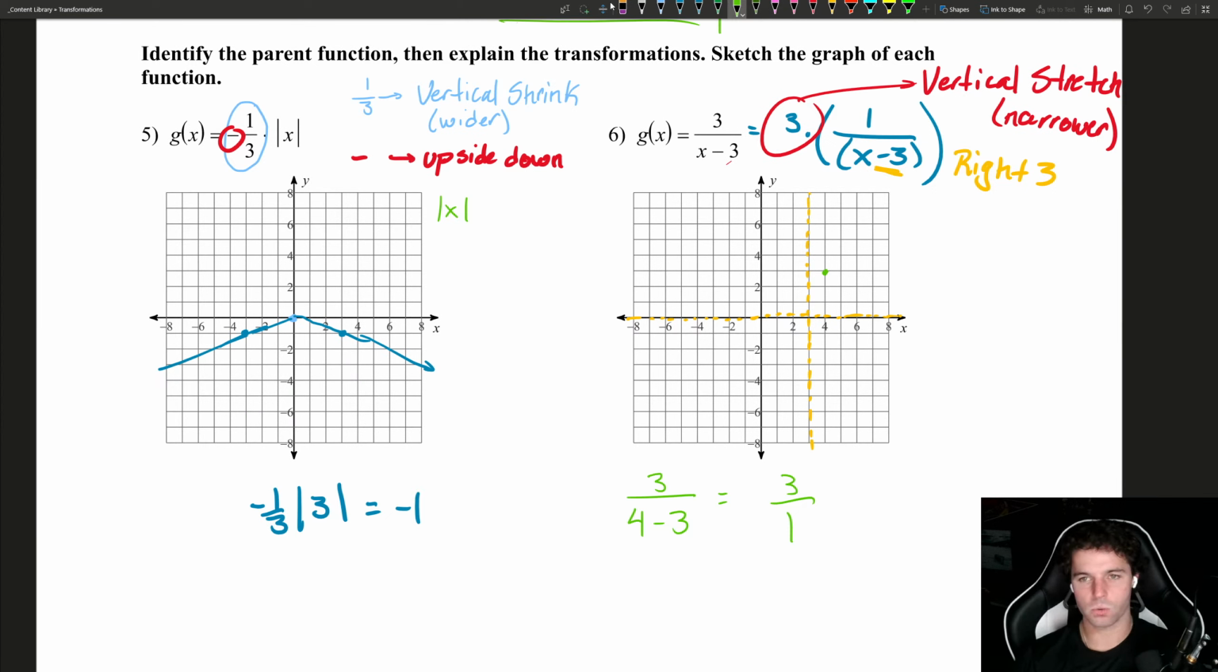Okay, so we could do, right, we know it's going to be steeper coming up here. So let's see, let's do like 5. All right, so 3 divided by 5 minus 3, that's 3 halves. So that's like 1.5, so that is right there.